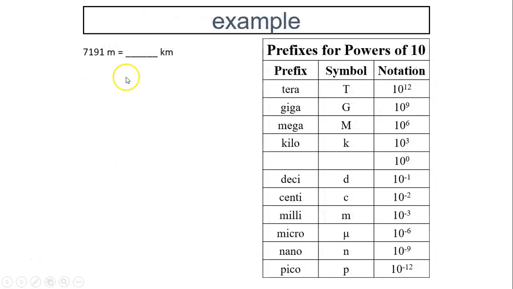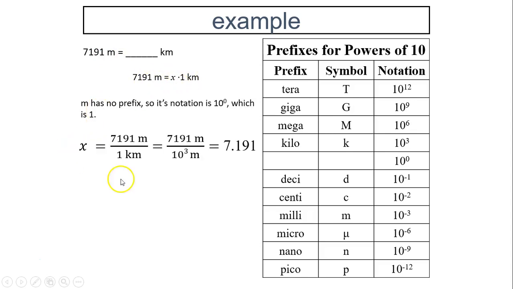Another example. 7,191 meters equals how many kilometers? Now this one has no prefix. No prefix is right over here. That means it's 10 to the 0. 10 to the 0 is 1, so you don't really have to do anything with this number, right? So to find x, you divide. This number has no prefix, so just leave it alone. K is 10 to the 3, so that's what you have. So 7,191 meters equals 7.191 kilometers.